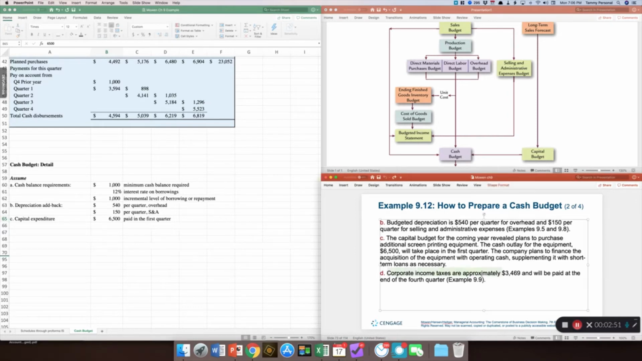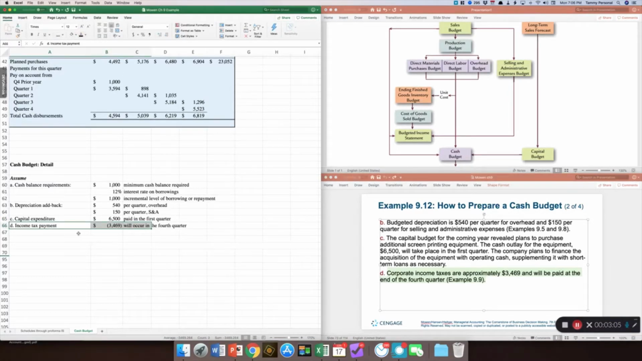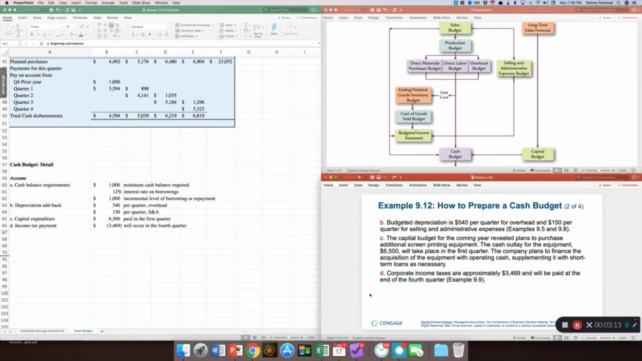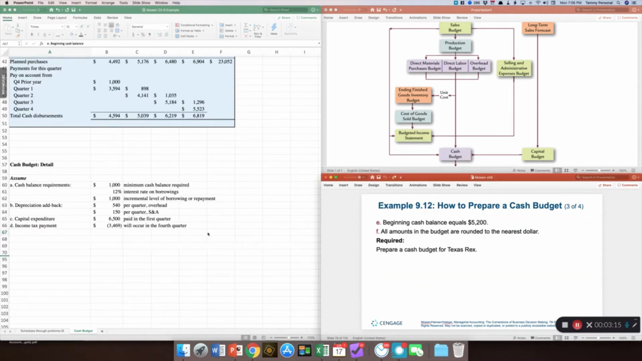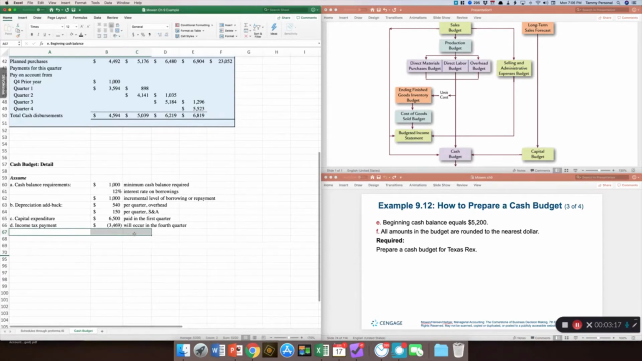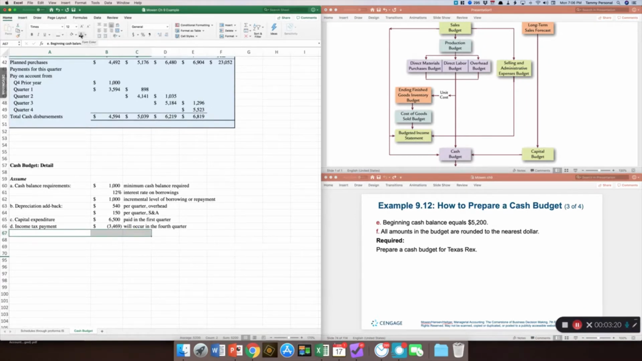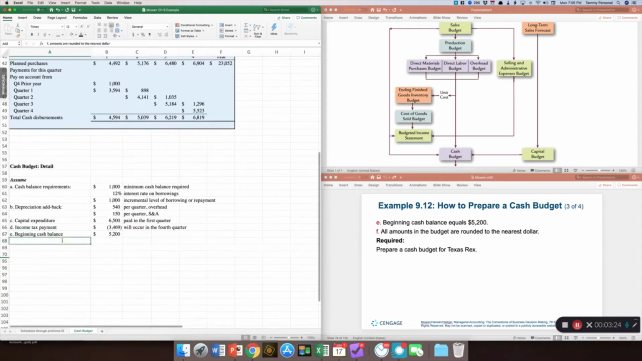And then our corporate income taxes of $3,469. I'm sure you remember every number we calculated in the prior slides, right? Our corporate income taxes were calculated in the previous schedules, and those get paid in the fourth quarter of the year. Then we've got yet more assumptions to go through. We started with a beginning cash balance of $5,200, and we are going to round everything to the nearest dollar.